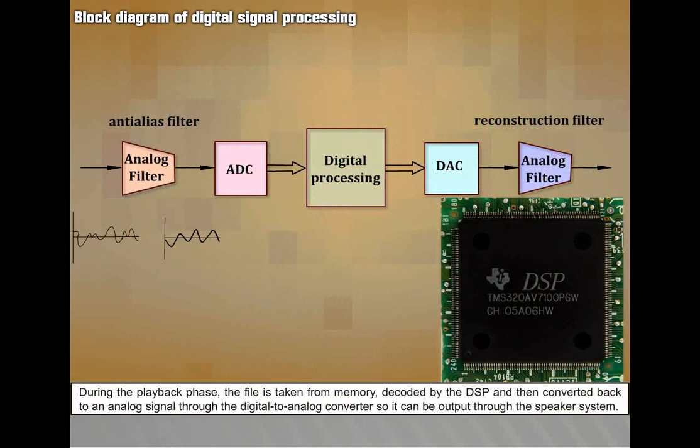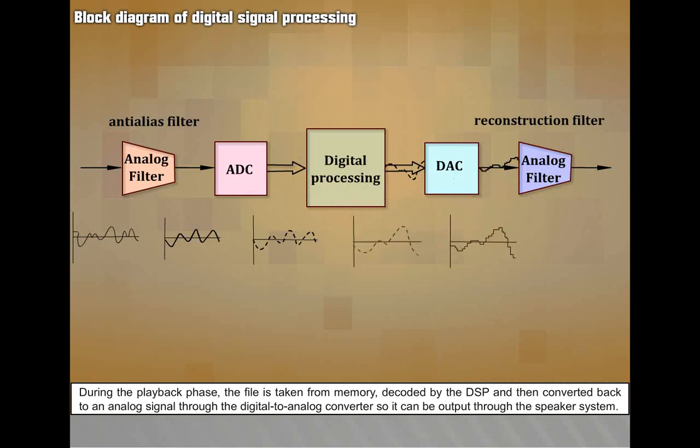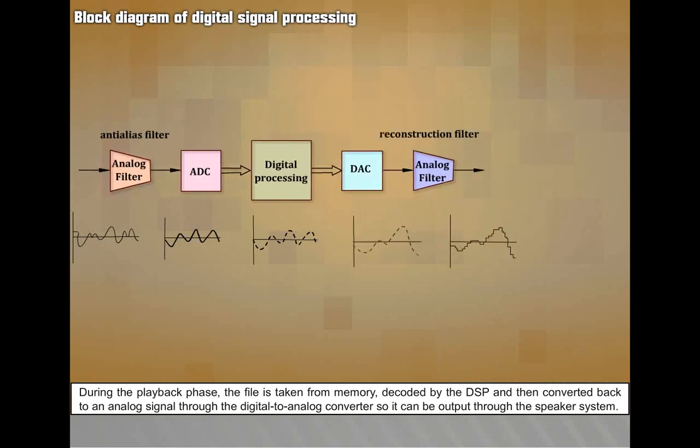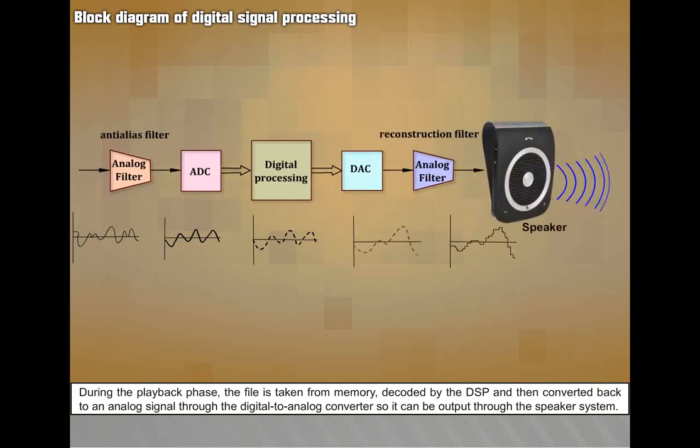During the playback phase, the file is taken from memory, decoded by the DSP, and then converted back to an analog signal through the digital to analog converter, so it can be output through the speaker system. In a more complex example, the DSP would perform other functions such as volume control, equalization, and user interface.